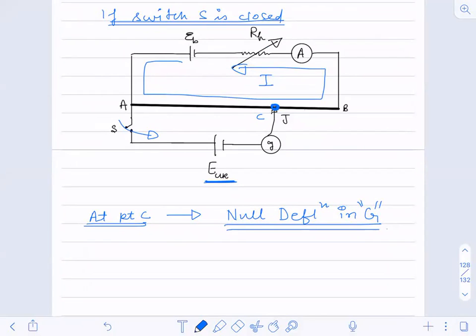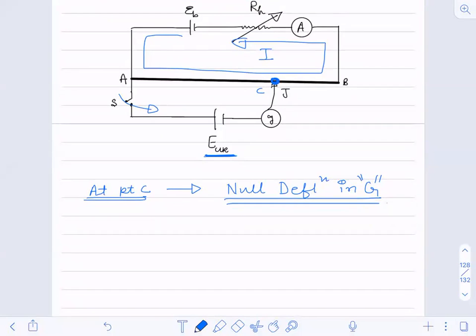If no current is flowing, that means the potential drop across AC will be equal to what? The EMF of the battery.